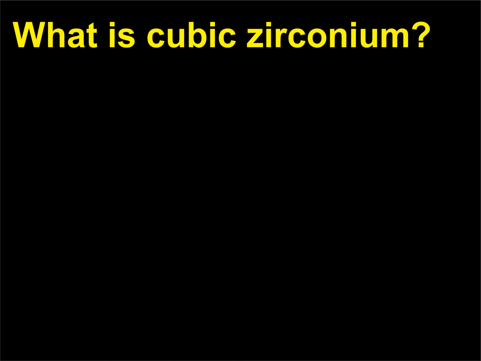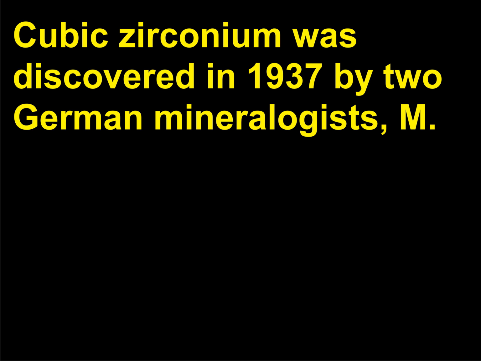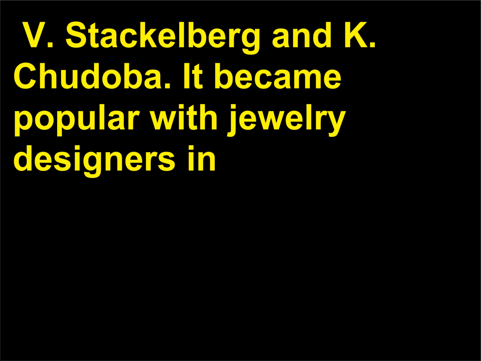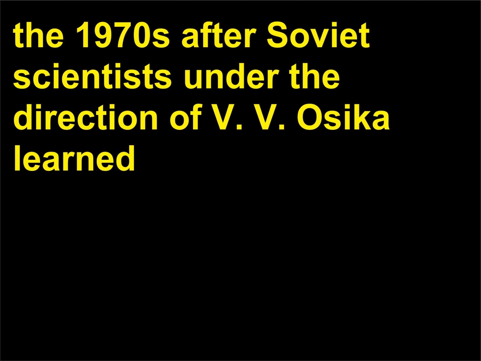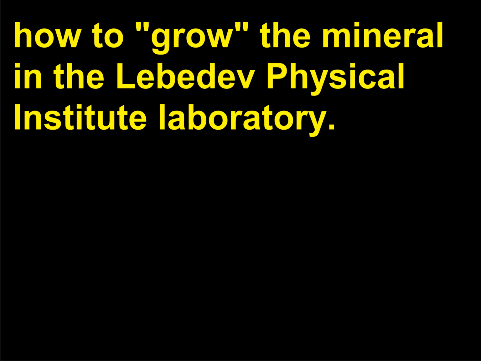What is cubic zirconium? Cubic zirconium was discovered in 1937 by two German mineralogists, M. V. Stackelberg and K. Chudoba. It became popular with jewelry designers in the 1970s after Soviet scientists under the direction of V. Osaka learned how to grow the mineral in the Lebedev Physical Institute laboratory.